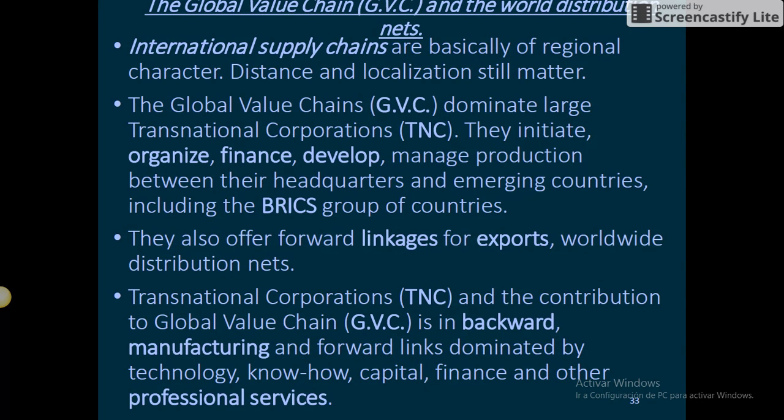The global value chain, GVC, and the world distribution nets. International supply chains are basically of regional character. Distance and localization still matter. The global value chains, GVC, are dominated by large transnational corporations, TNC. They initiate, organize, finance, develop and manage production between their headquarters and emerging countries, including the BRICS group of countries. They also offer forward linkages for exports, worldwide distribution nets.